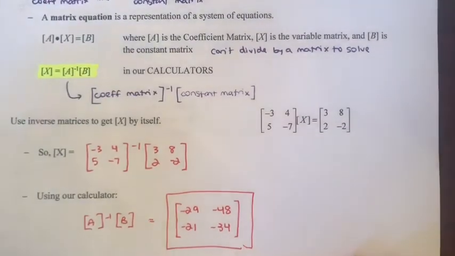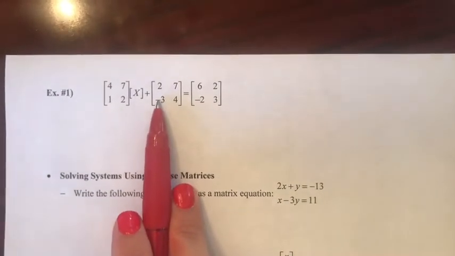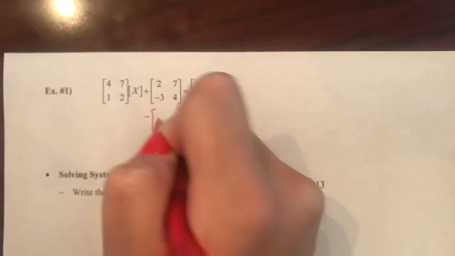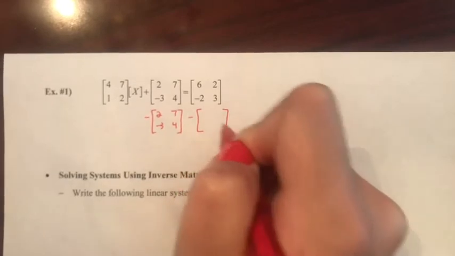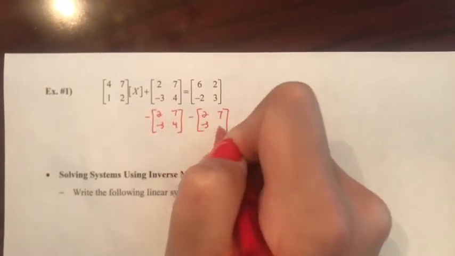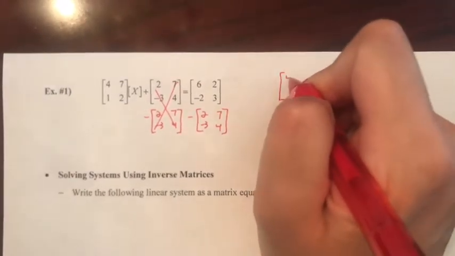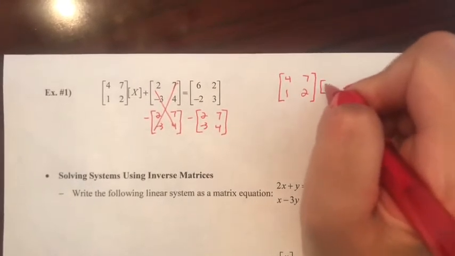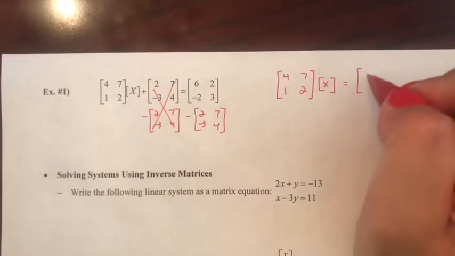Now let's flip to the next page and see what happens when we have something else going on. So notice I've got plus this matrix here. I'm actually going to subtract it to the other side first. Okay, so that cancels this out over here. Leaves me with 4, 7, 1, 2 times matrix X is equal to, and now you subtract the corresponding entries.